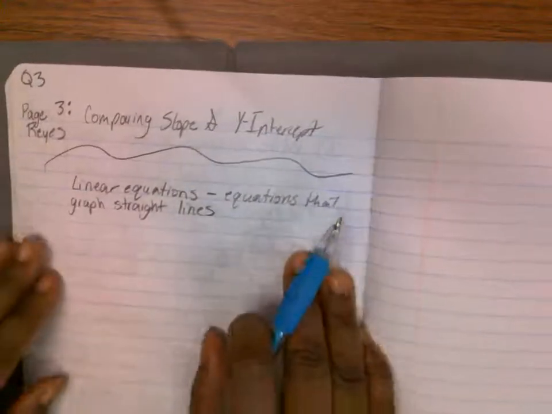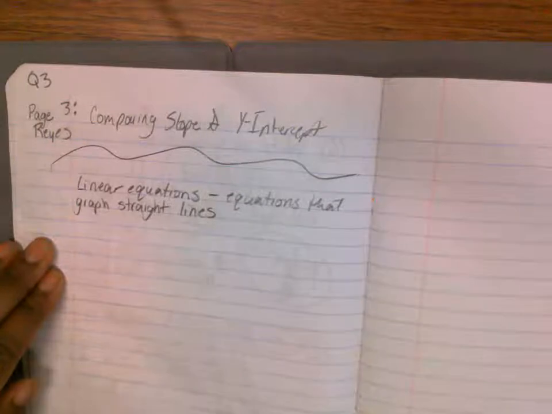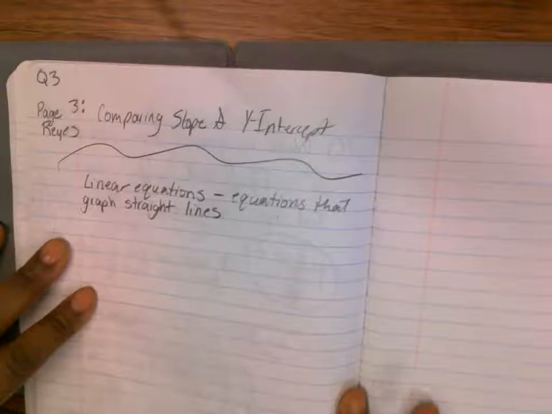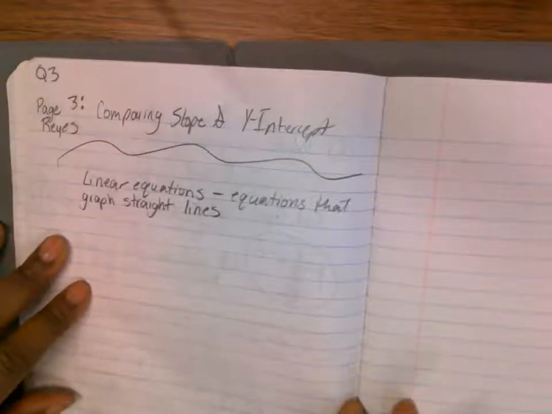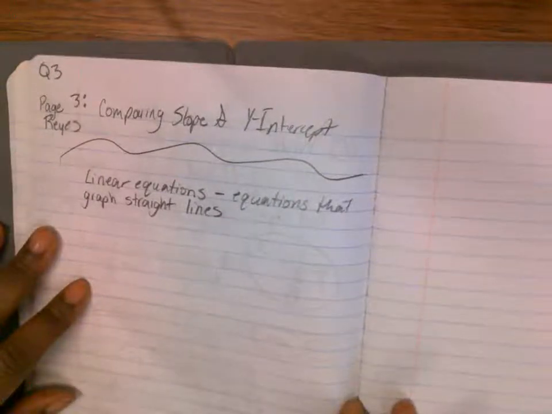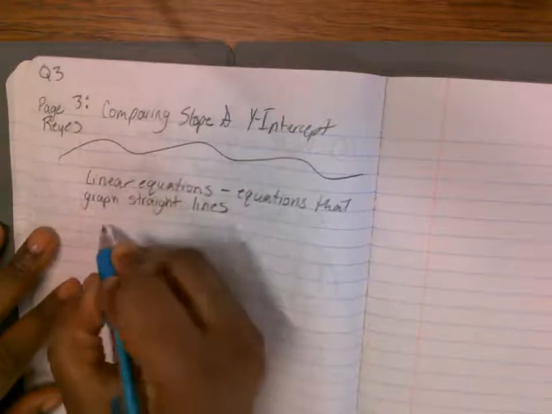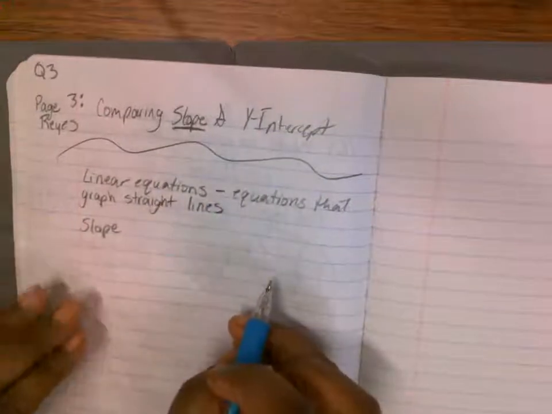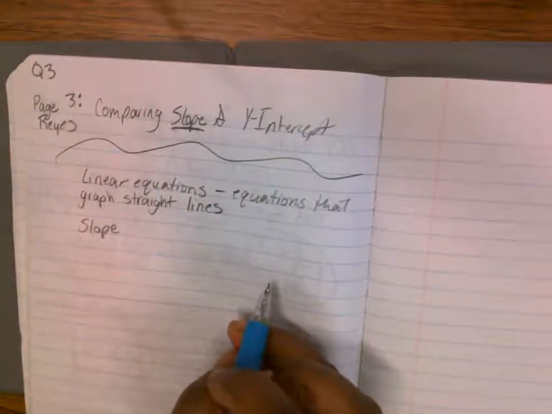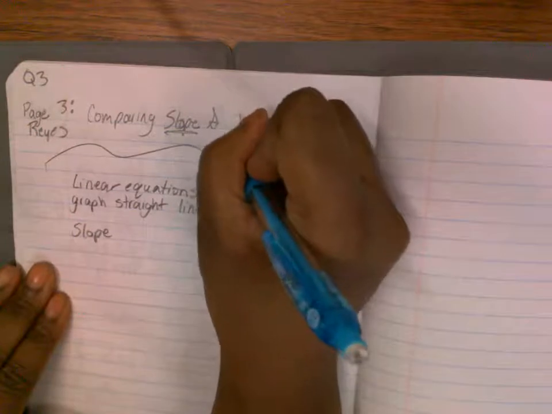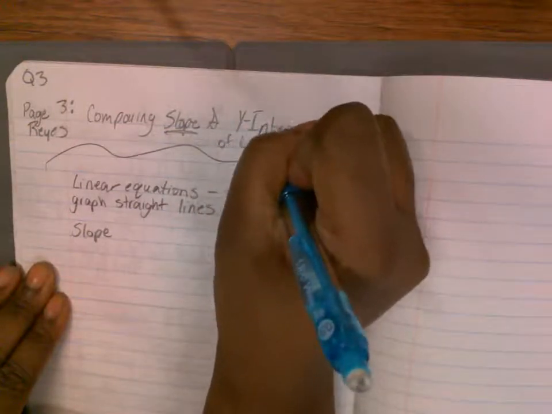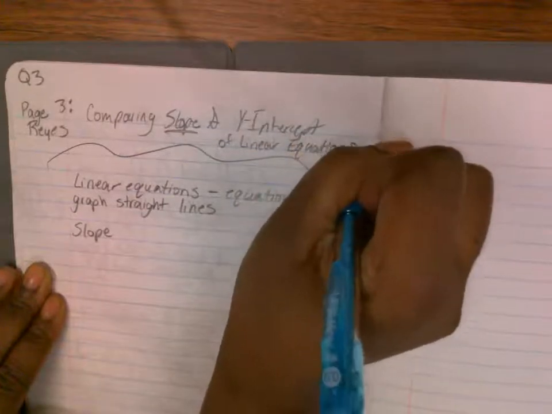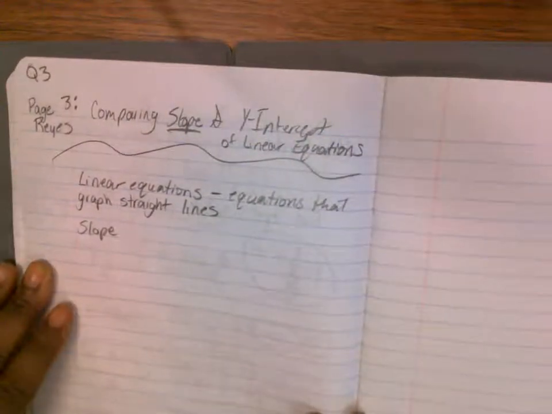Okay. A linear equation or linear equations are equations that graph straight lines. Right? Slope. So we're talking about slopes of linear equations and y-intercepts of linear equations. Oh, I should have put of linear equations. Sorry, y'all. That's important. I left that completely off.